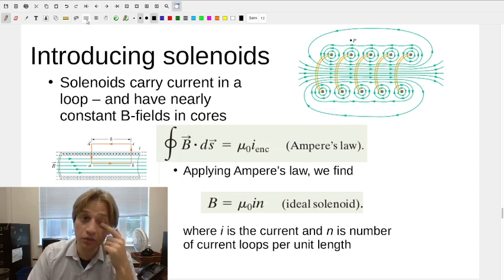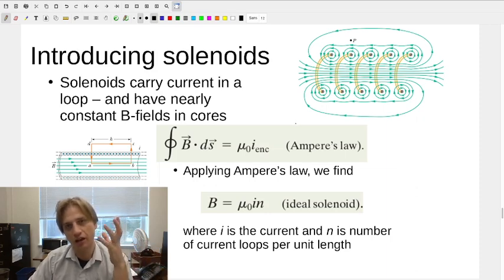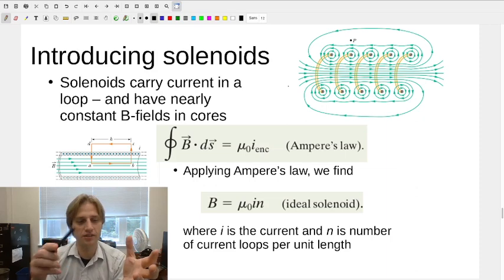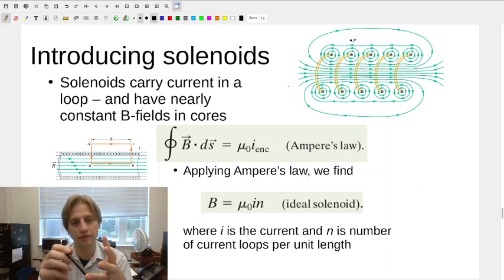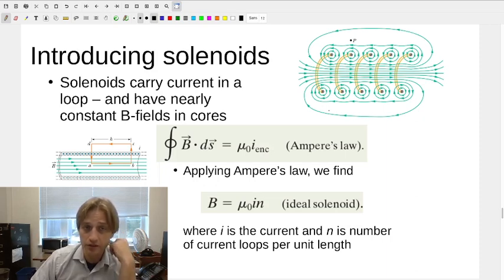Now, the real reason we want to introduce this is because we're interested in a particular type of object called a solenoid. And a solenoid is also going to be the model for the inductors, which I told you were the circuit element that we need to introduce in this unit. We already have capacitors, we already have resistors. We're going to have something called an inductor that stores magnetic energy the same way that a capacitor stored electric energy. So let's see what's special about a solenoid.